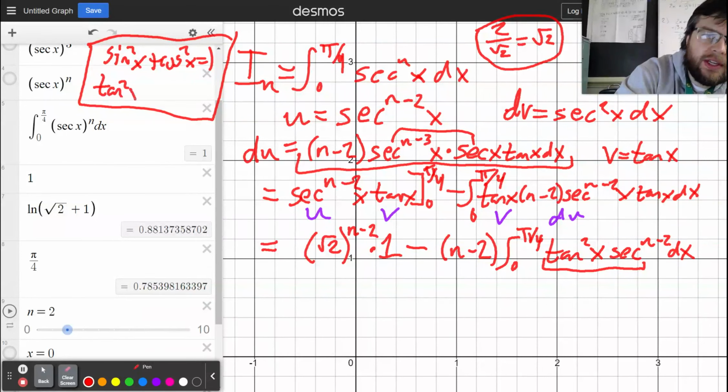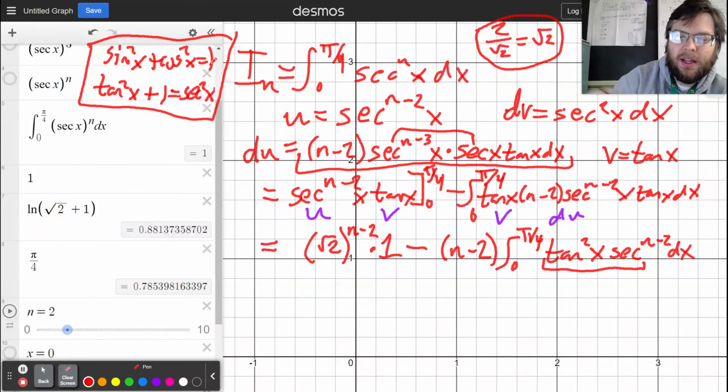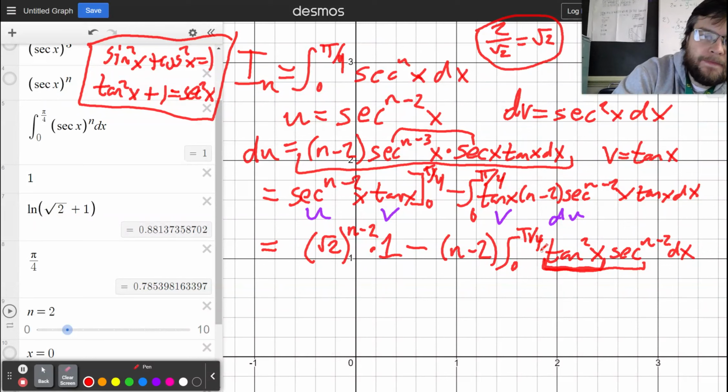Sine over cosine is tangent. Cosine over cosine is 1. 1 over cosine is secant. So I get this identity here, and I'm going to substitute that in for tangent of x. So tangent squared of x will be secant squared minus 1. And remember that this is all equal to my original nth integral.